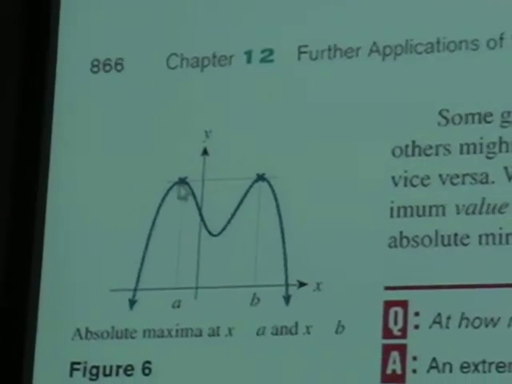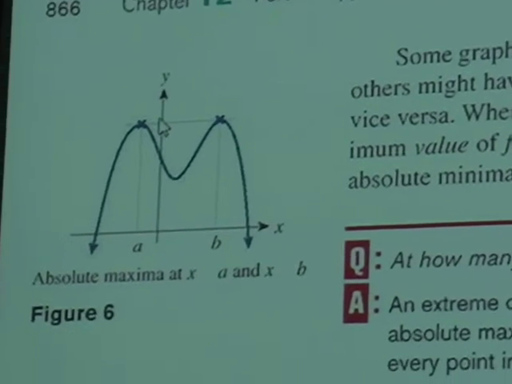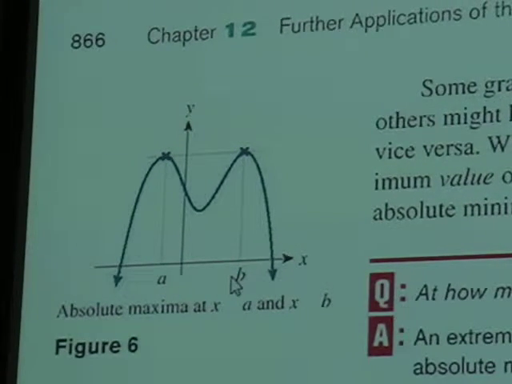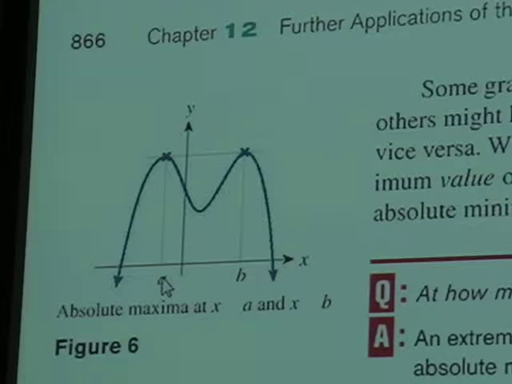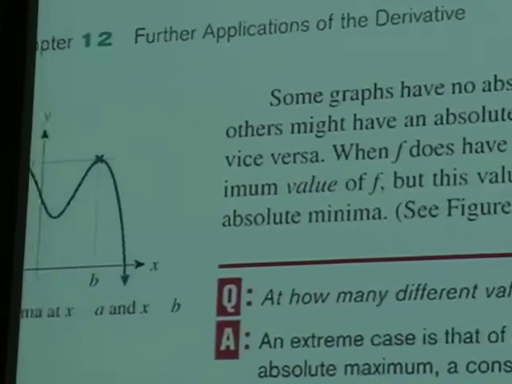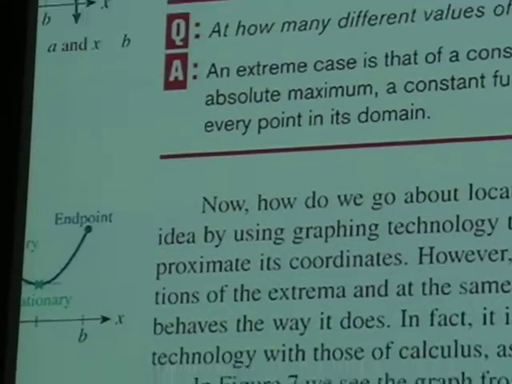Yes. What is it? It's this height, right? That's the absolute maximum. But where does it occur? It occurs at more than one value, right? That's what they mean. Okay, it occurs at a and b. Okay?